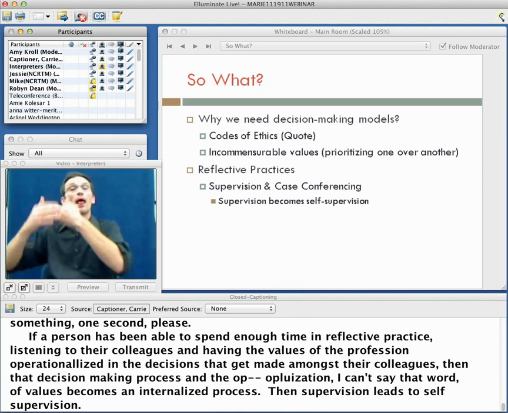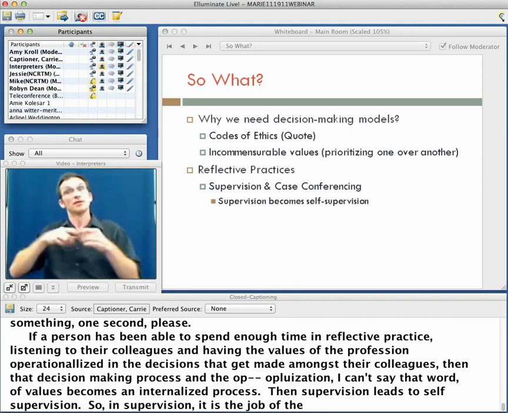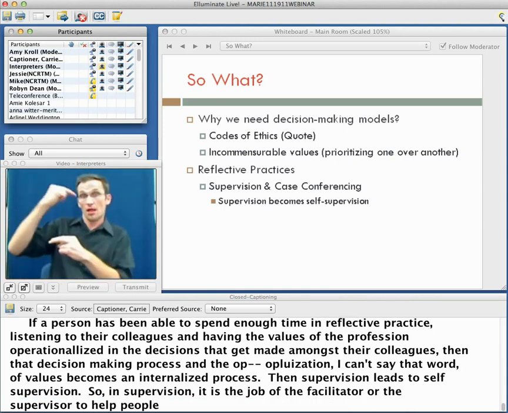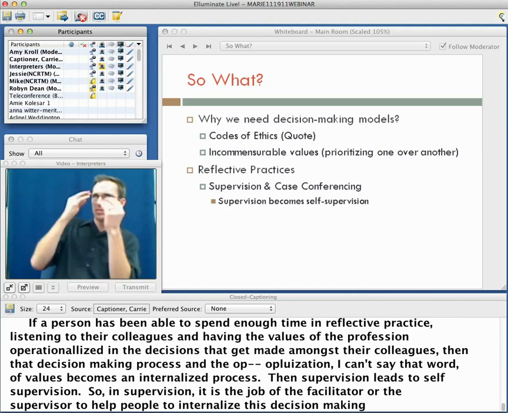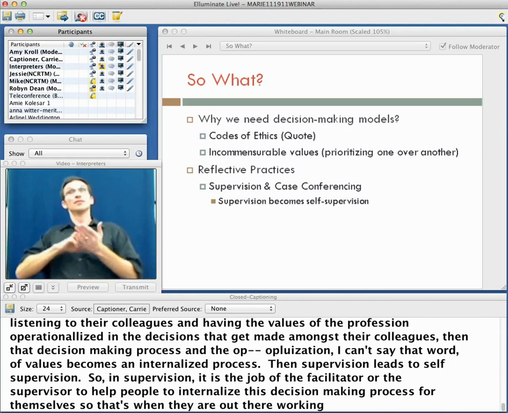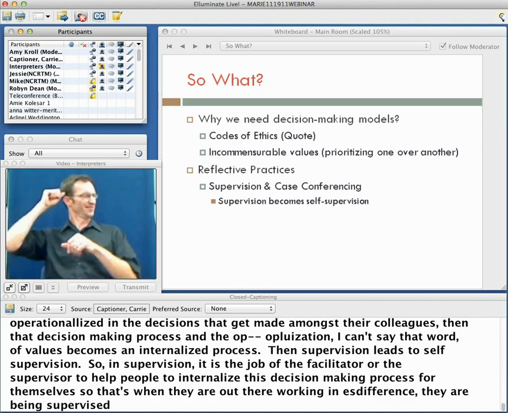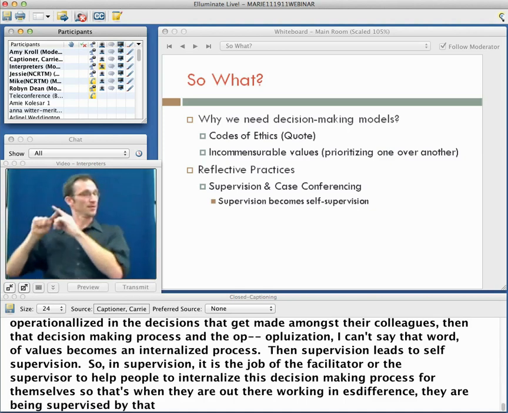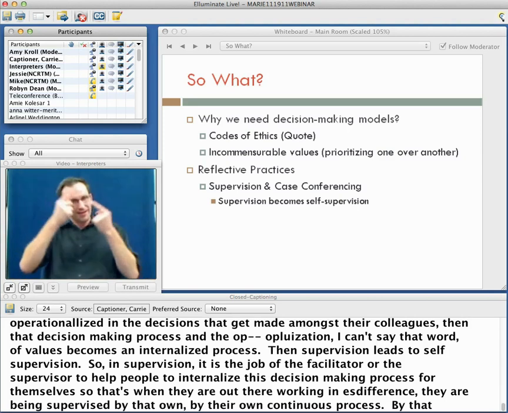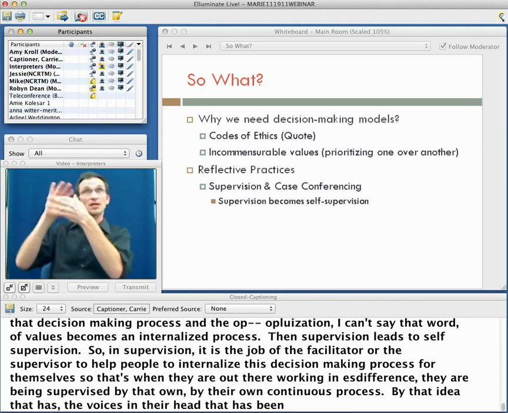So in supervision, it's the job of the facilitator or the supervisor to help people to internalize this decision-making process for themselves, so that when they're out there working, in essence, they're being supervised by their own continuous process, by the voices in their head that have been instilled by the other colleagues within their groups.